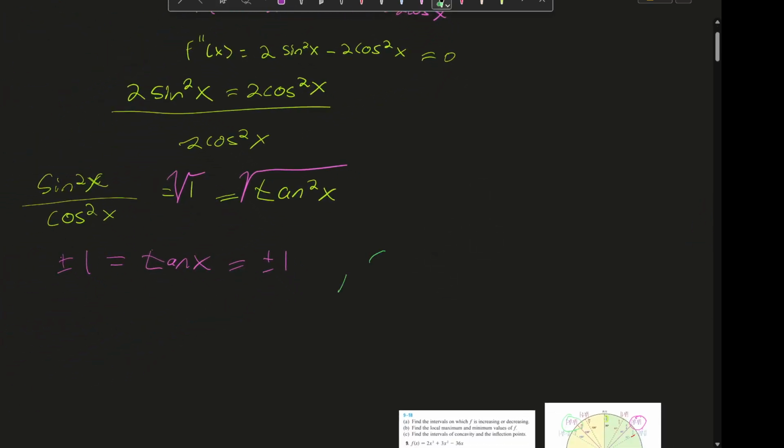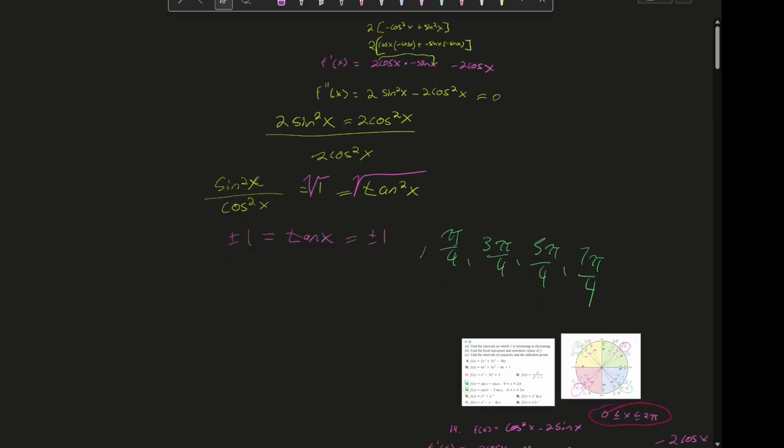What did I say? Pi over 4, 3 pi over 4, 5 pi over 4, and 7 pi over 4. Those are our candidates for inflection points. No, actually, those are our inflection points.